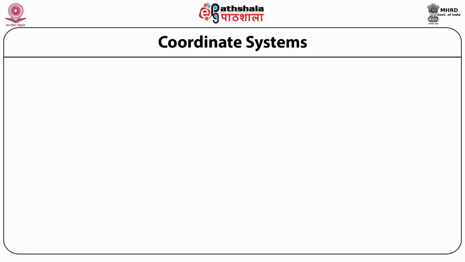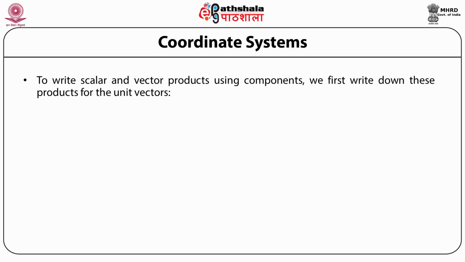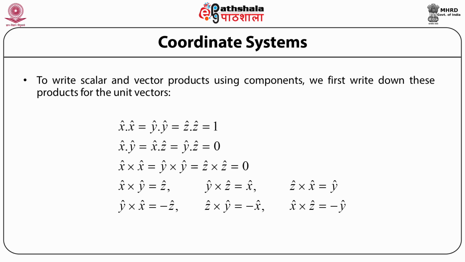Coordinate systems. Now, if we want to write down the scalar and the vector products using these components along the x, y, and z axis, then we first write down these products for the unit vectors. So let us first look at how these products are defined for the unit vectors. So unit vector x dot unit vector x is equal to unit vector y dot unit vector y is equal to unit vector z dot unit vector z, and this turns out to be equal to 1.